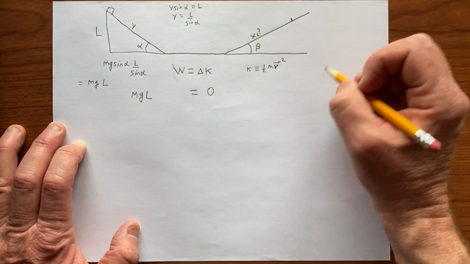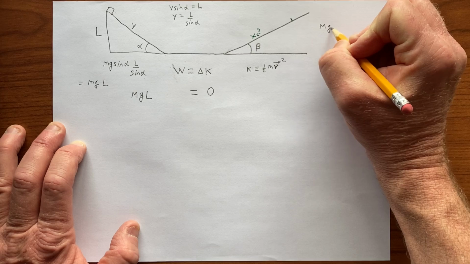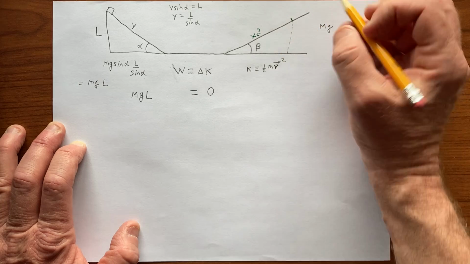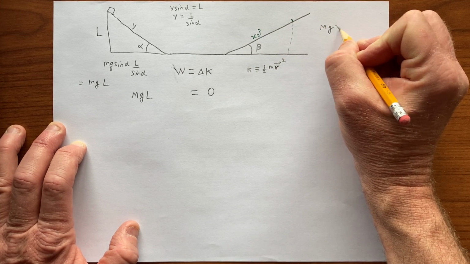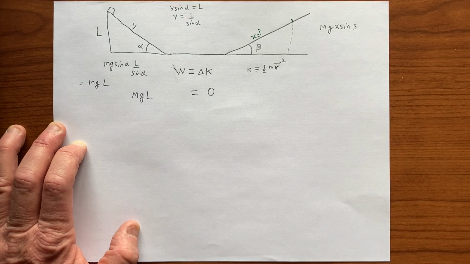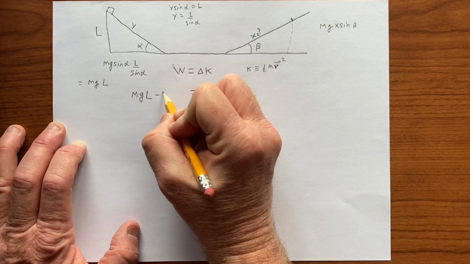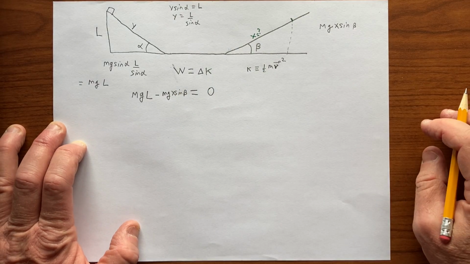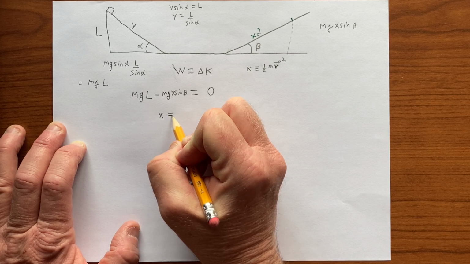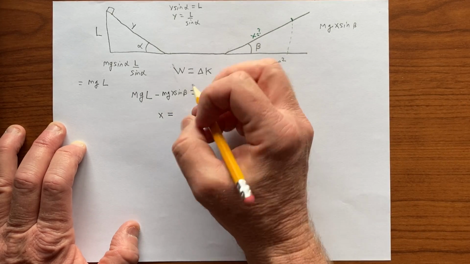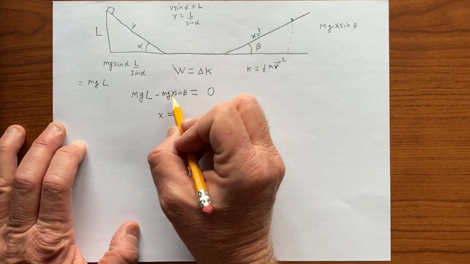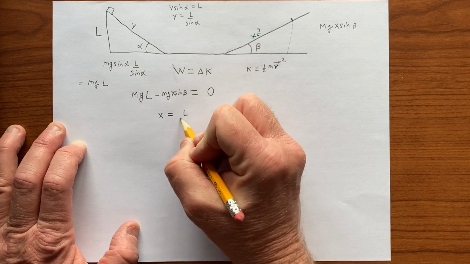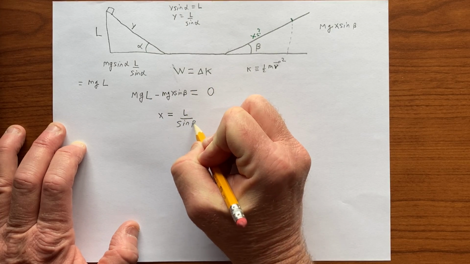And then over here, it'll have the same form. It'll be the mass times g times this height, written in terms of this quantity here, which is what we want. So it's mgx sine of beta. That's what the vertical displacement is. So we have minus mgx sine beta. And so x is, right, we'll bring this to the side. The mg's cancel. We have L divided by sine of beta.